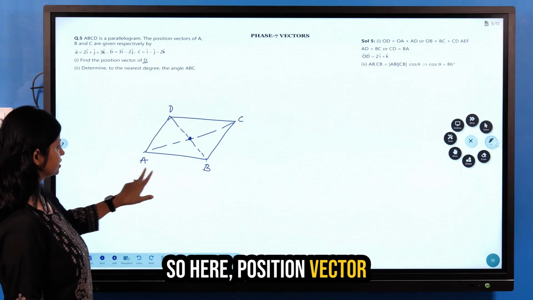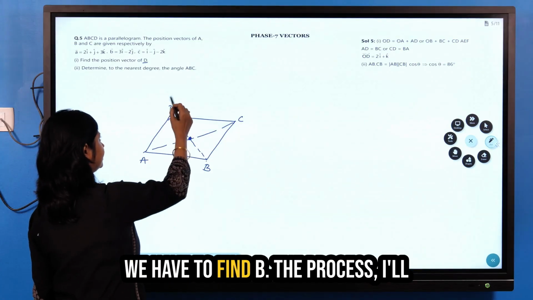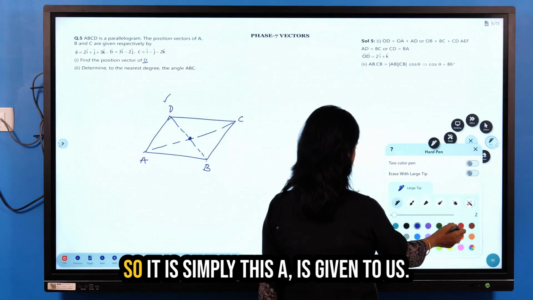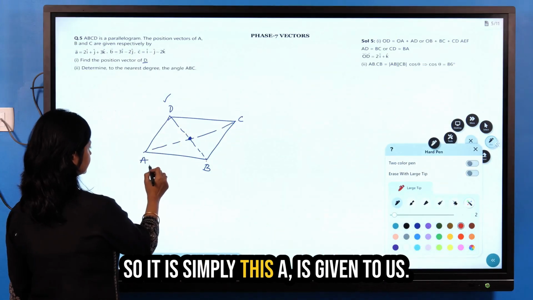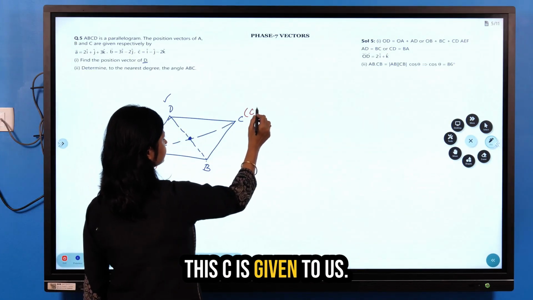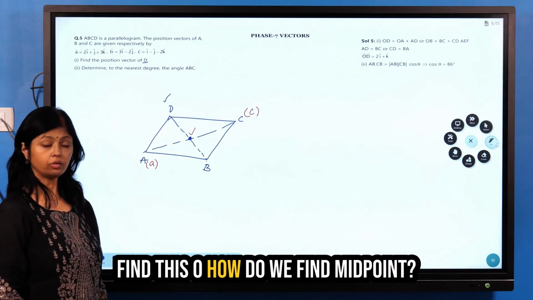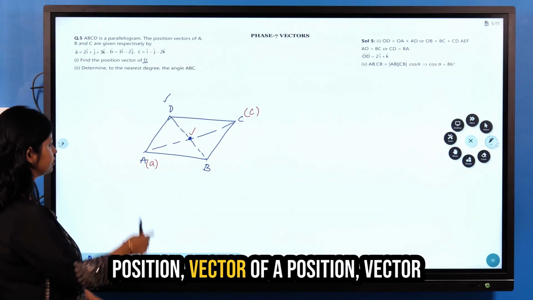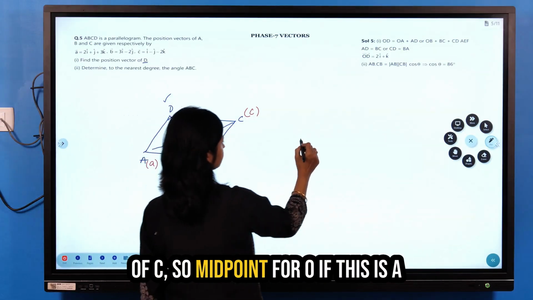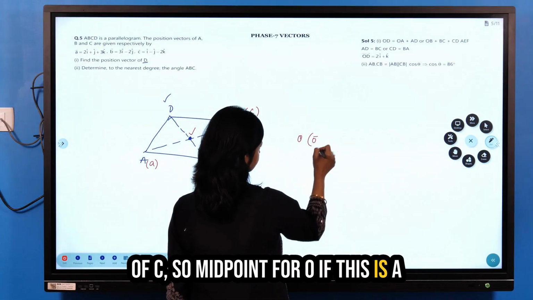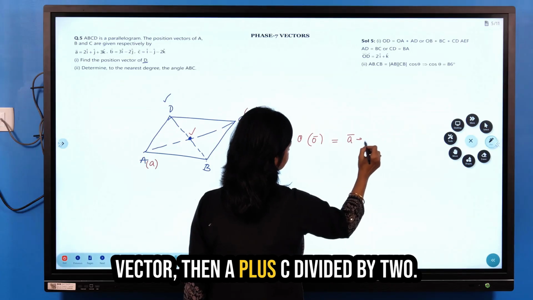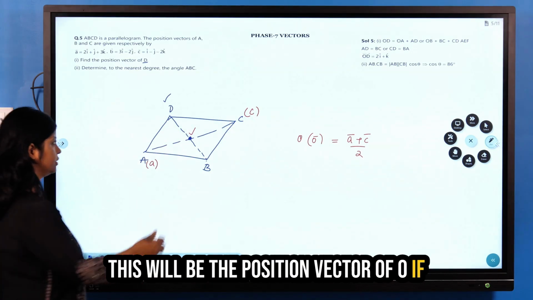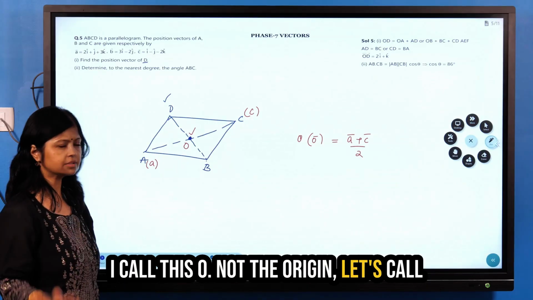So here, position vectors of A, B, C are given. We have to find D. Now the process I'll tell you, I'll not go into calculation. It is simply this: A is given to us, this C is given to us, find this O. How do we find it? Midpoint, the two vectors divided by 2. Position vector of A, position vector of C. So midpoint for O, if this is a vector, then (A plus C) divided by 2. This will be the position vector of O, if I call this O. Not the origin, let's call it O.